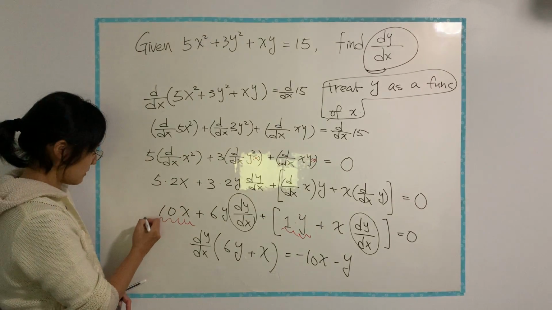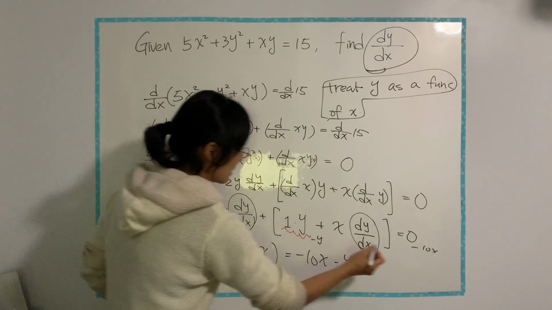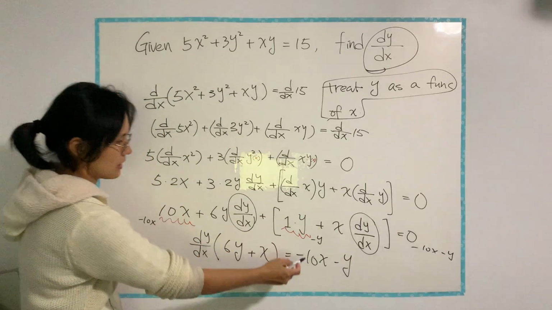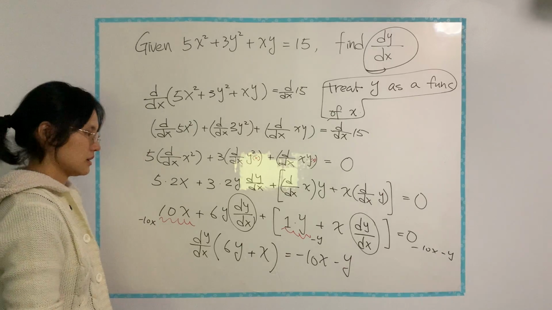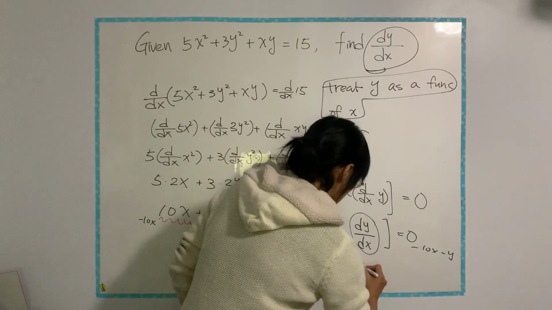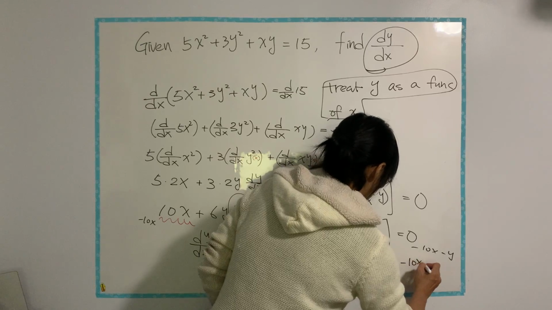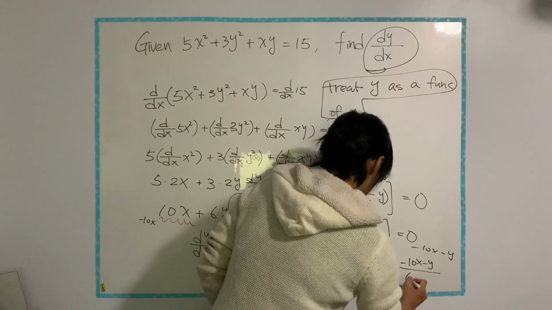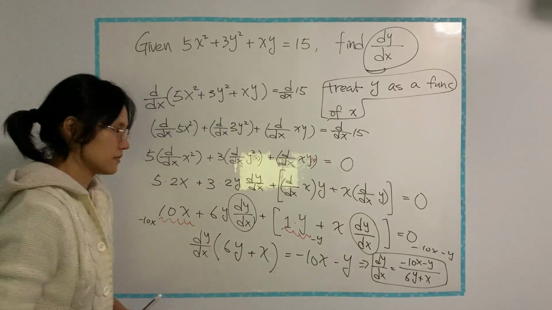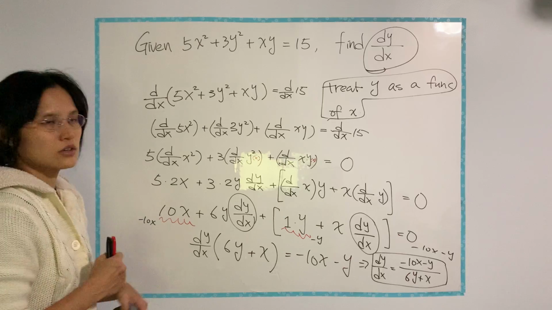So think about this. If I do minus 10x and minus y on both sides, this goes away, this goes away. I'm left with minus 10x and minus y on the right. Now I divide the equation by 6y plus x. So I get dy/dx is equal to minus 10x minus y over 6y plus x. That's my derivative, dy/dx. Okay, so it is okay that you see both x and y in your answer. That's totally fine.